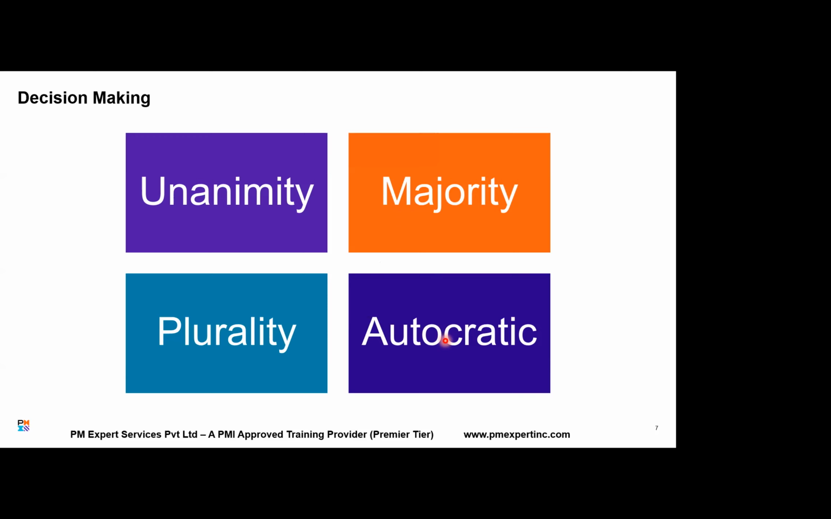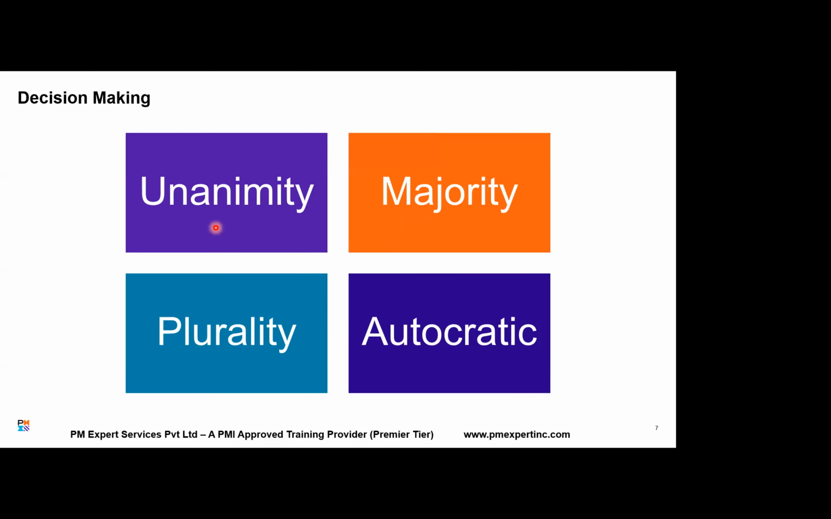Plurality is still hanging, I believe, when it boils down to the context of requirement. So I think I'll avoid plurality. But sometimes as a project manager, you might have handled a particular kind of situation multiple times, and so go with autocratic. Exactly. Or go with majority, because I personally feel unanimity is hard to achieve.